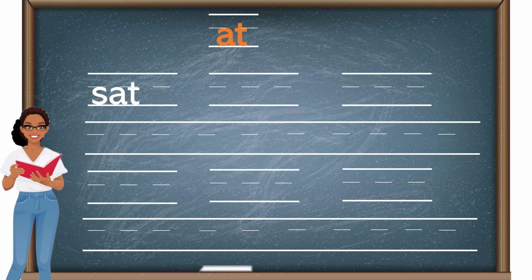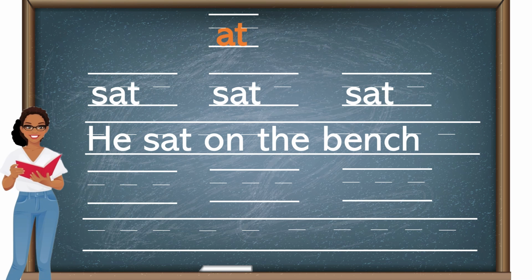Our next sight word from the at sound list is sat. S-A-T. Sat. Spell it with me. S-A-T. Sat. Let's spell it again. S-A-T. Sat. Now let's use it in a sentence. He sat on the bench.